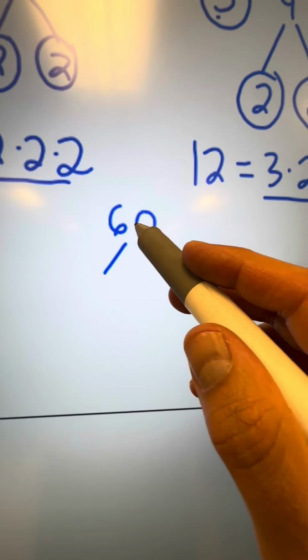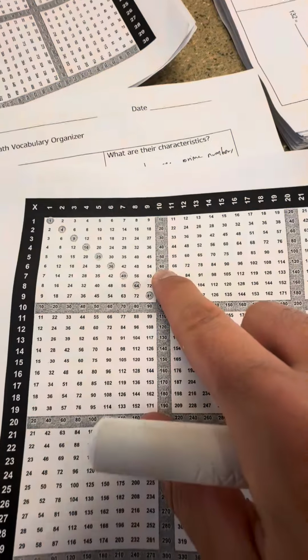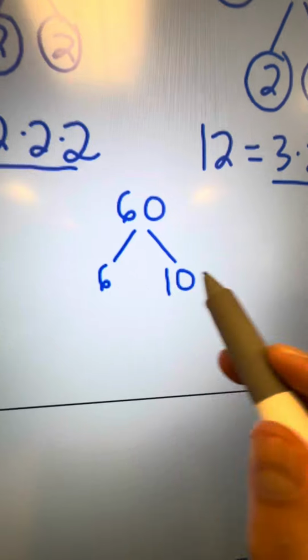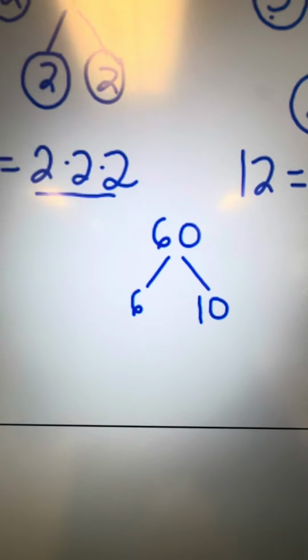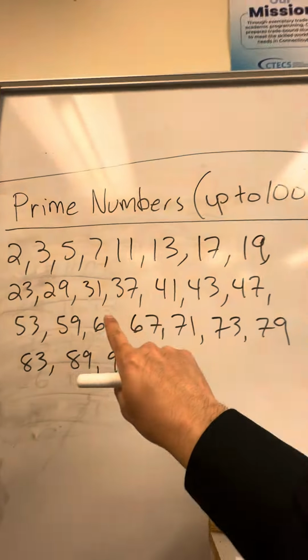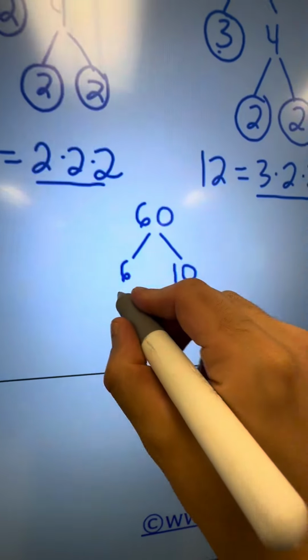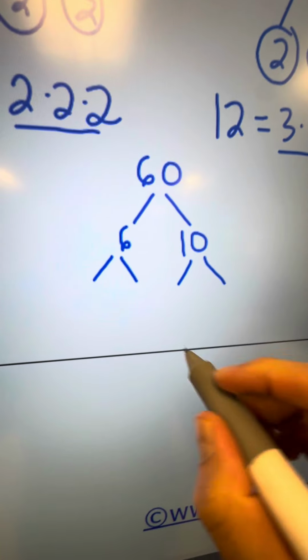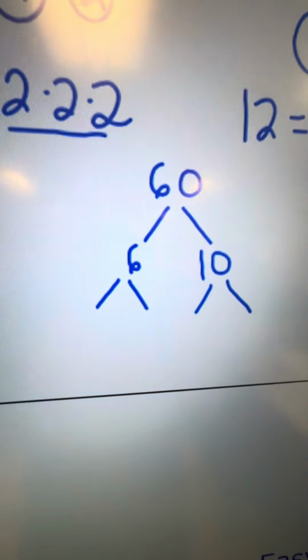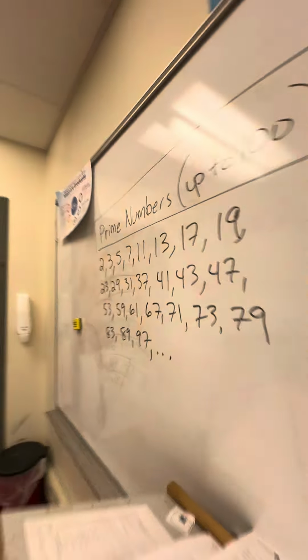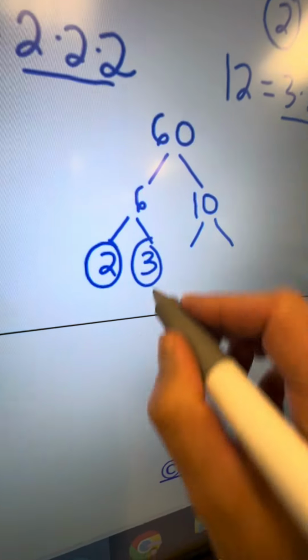All right, so here's my next example, 60. So I'm looking at my multiplication chart. 60 is right here, which is the same as 6 times 10. So I put both of those numbers here, and I look at my prime factor list here. So my prime number list, 6 is not there, and 10 is not there. That means that these are not prime. So I got to break these up into tree branches again. And I look for two numbers that multiply together to give me 6. So you can see here 6 is the same as 2 times 3. And then again, 2 and 3, if you look at your prime numbers, that's in the prime number list. So I'm going to circle both of these, and that's all set.